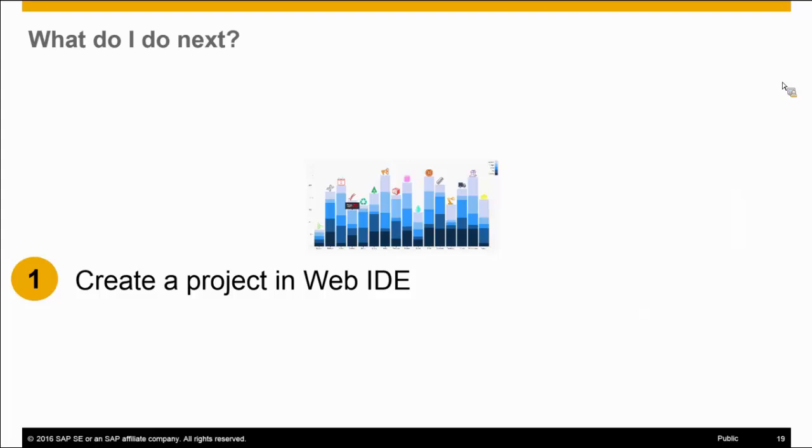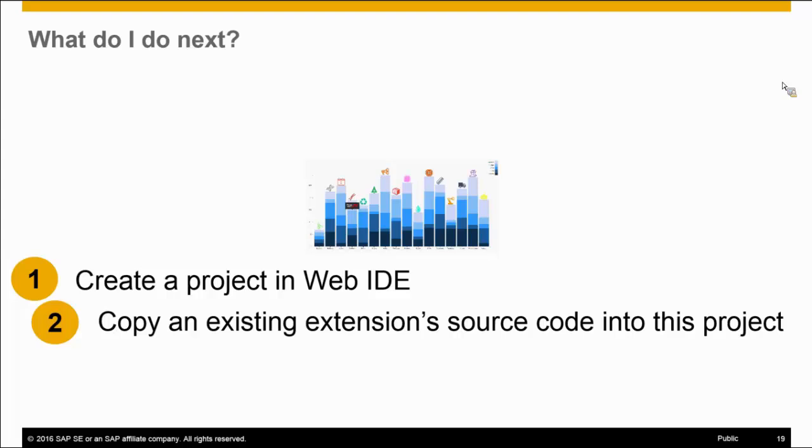So number one, we're going to create a project in Web IDE. This involves SAP Web IDE, which is primarily our development environment for creating visualization extensions, and which is hosted on the SAP HANA Cloud Platform. It's something like Eclipse that allows you to put in your visualization code and package that into an extension that you can install in Lumira.